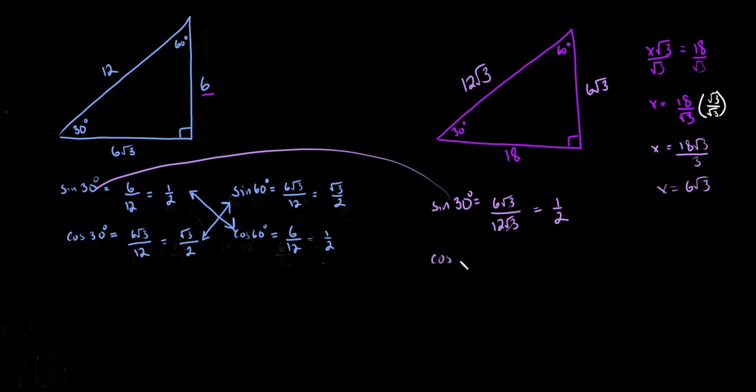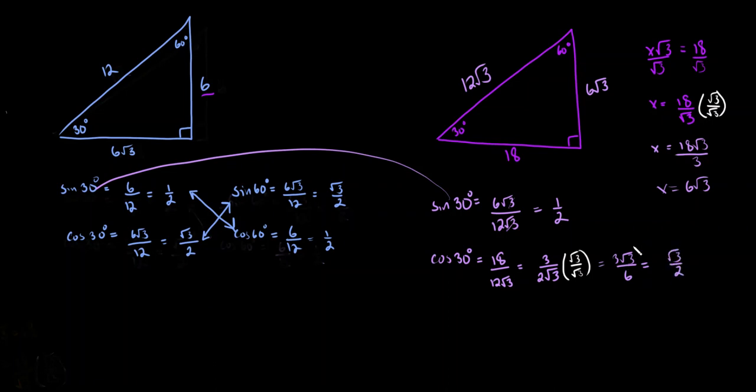Let's check out cosine of 30 degrees. If I did cosine of 30 degrees, that's adjacent, 18 over hypotenuse, which is 12 root 3. I'm going to simplify this. 18 over 12 is 3 over 2. And just like in the previous problem, we can't have a radical in our denominator. So I've got to go ahead and rationalize this. So when I rationalize this, this becomes 3 root 3 over 6. 3 over 6 is 1/2, so that becomes 1 root 3 over 2.